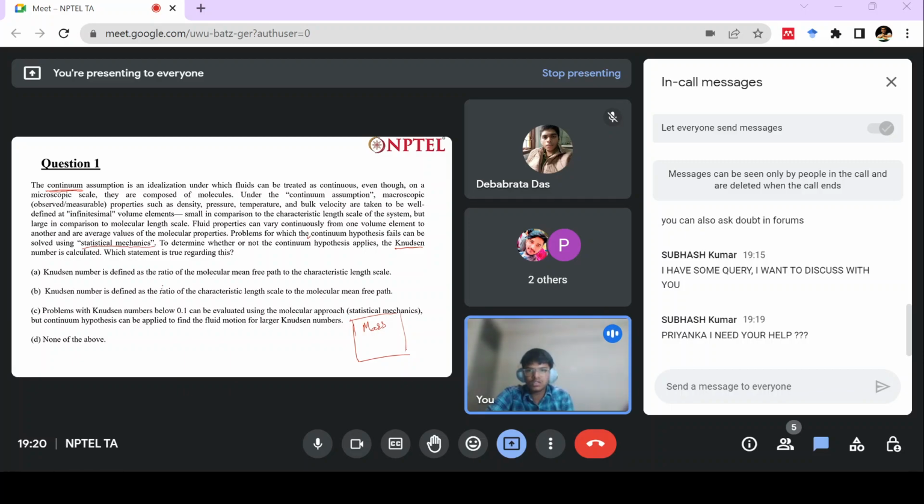So can you tell me how the Knudsen number is defined? Here two options are there for the definition of Knudsen number. So which one is true?